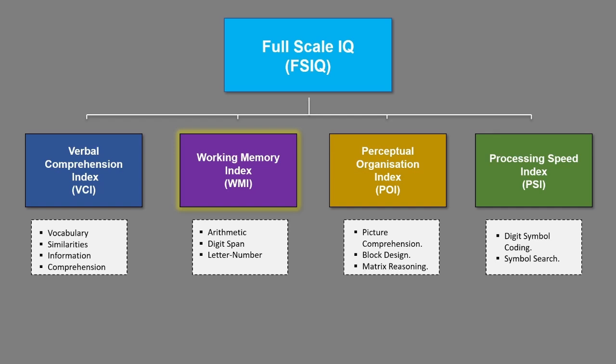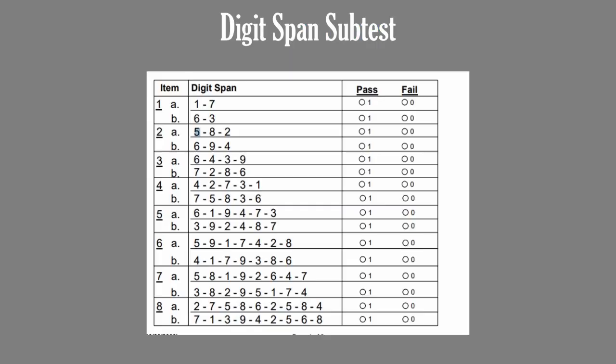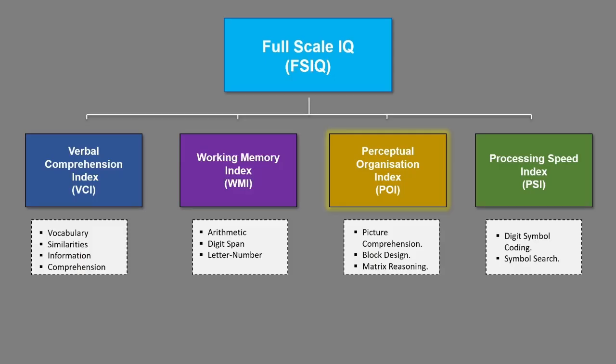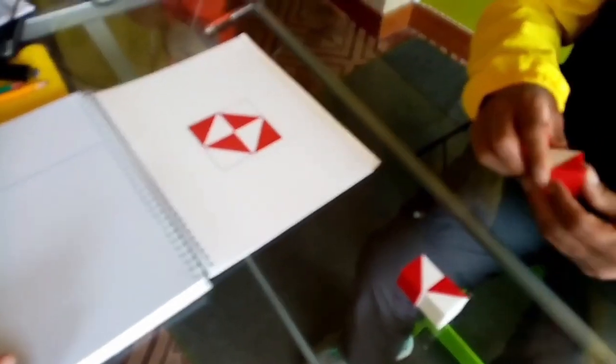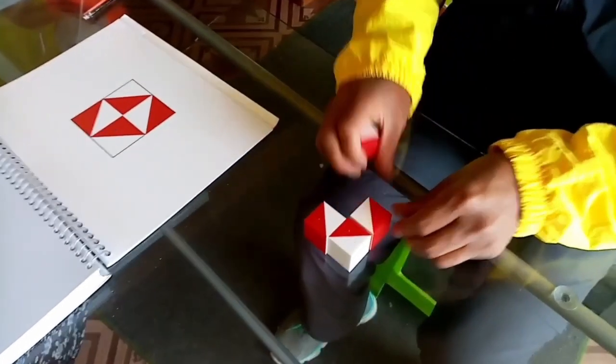Another index of intelligence is working memory. This can be tested using a digit span test that assesses a person's ability to listen to a series of numbers and repeat them as heard both in an ascending and reverse order. In addition, perceptual organisation, which is our ability to see and perceive things in our mind's eye, can be assessed using the block design test, whereby participants are asked to recreate an image using small red and white cubes.